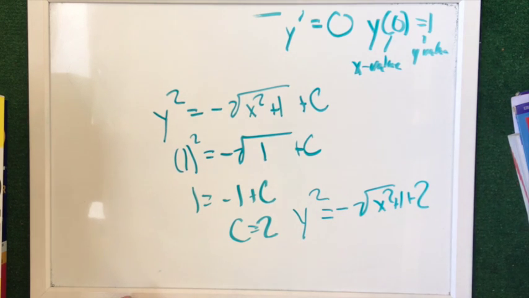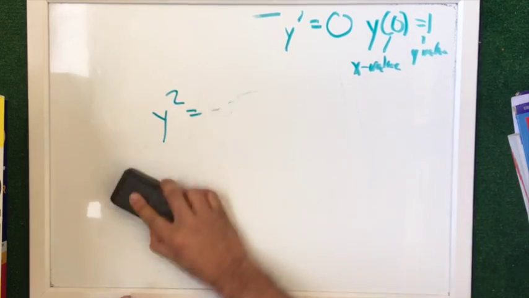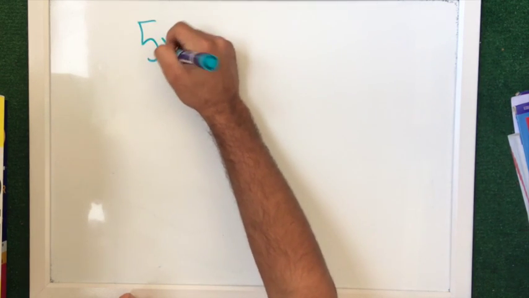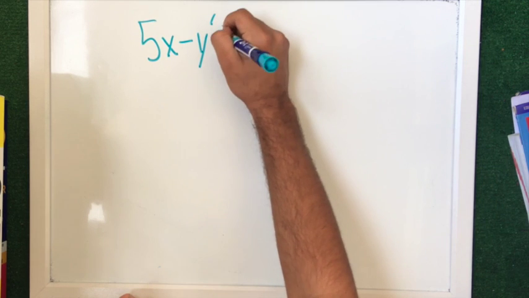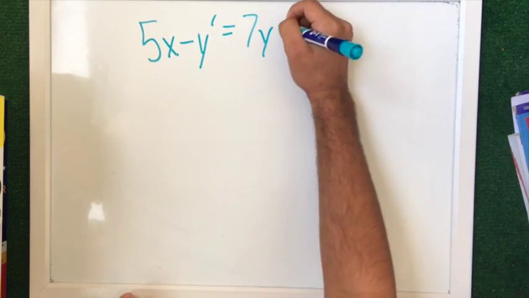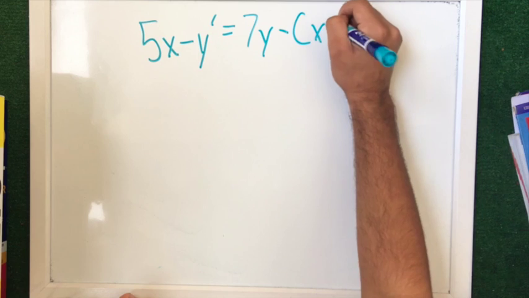That's it. The main problem with these separable equations that you have trouble with is if an equation is non-separable, and I'm showing you an example of how to confirm whether it is a separable equation or a non-separable equation. So I'm going to erase my work. The final problem that I will be doing is 5x minus y prime equals 7y minus x plus 2.